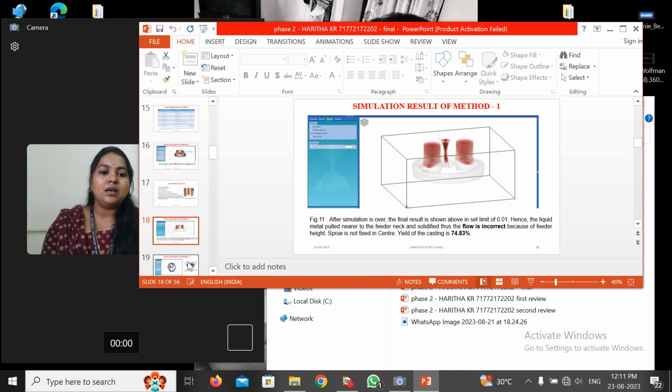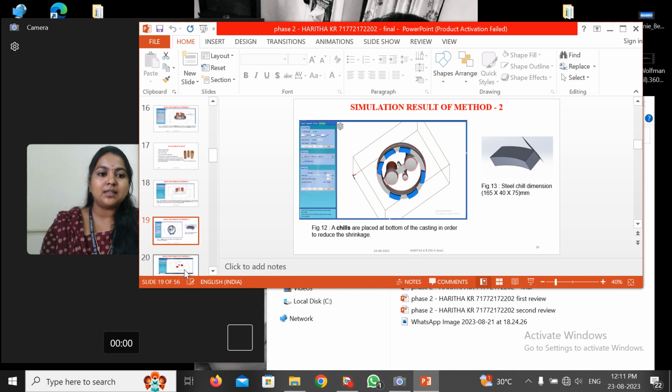Here the diameter is about 140 mm, height is around 200. Here the liquid metal is reversing towards the cavity. Because of the solidification, the flow is incorrect because of the feeder height. The sprue should also be placed at the center of the casting, and the yield of the casting is around 74.83 percentage.